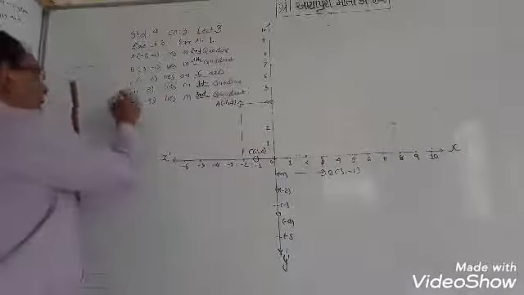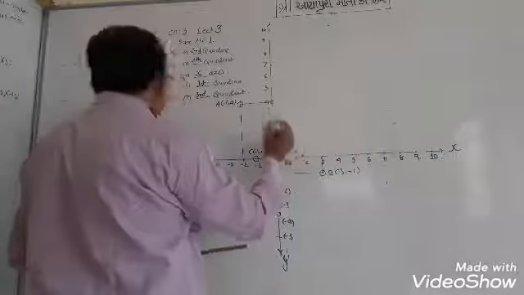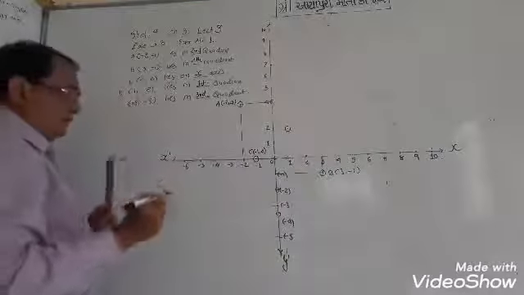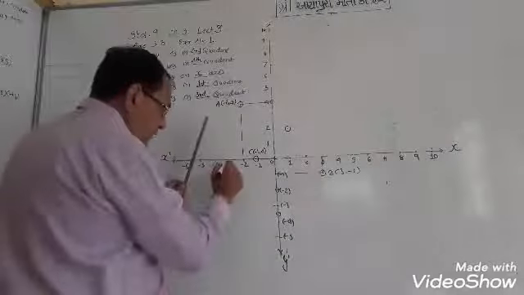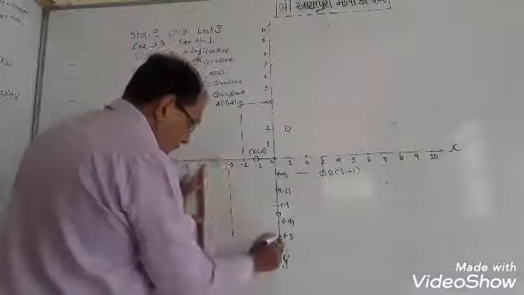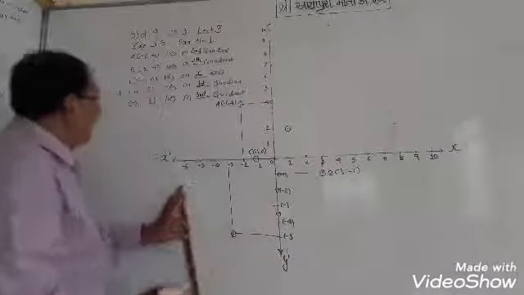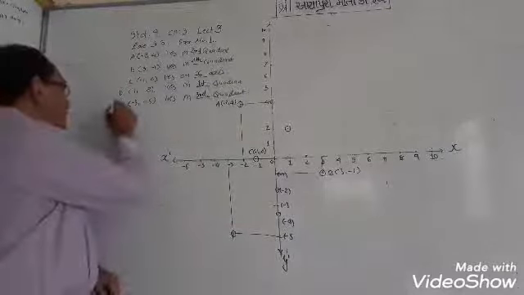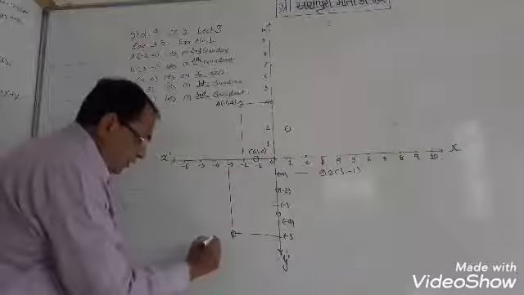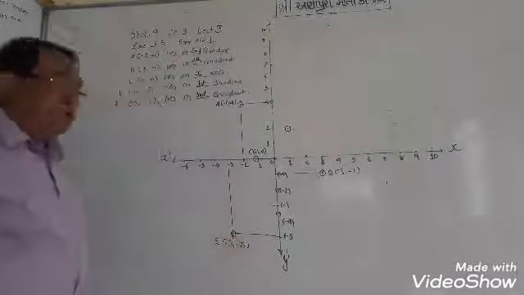D is the point 1 and 2, first quadrant. Then -3 and -5. -3, draw the vertical line. From D, horizontal line. -3 and -5. That is your E. -3 and -5. Okay, got it?